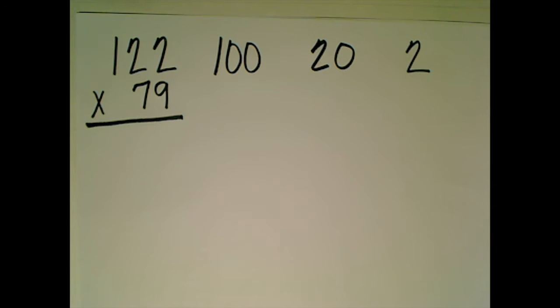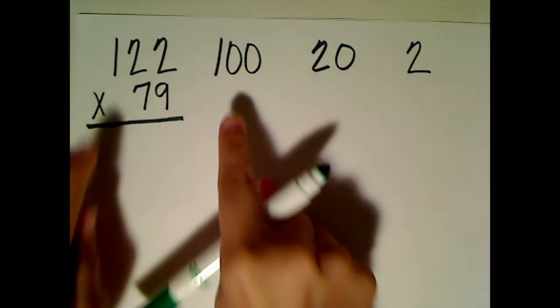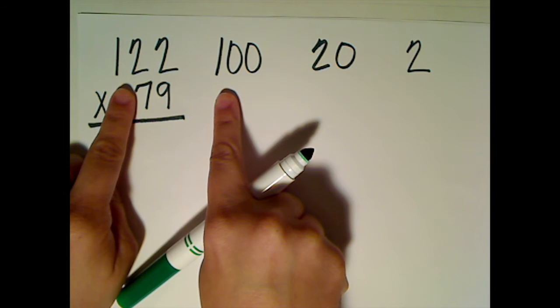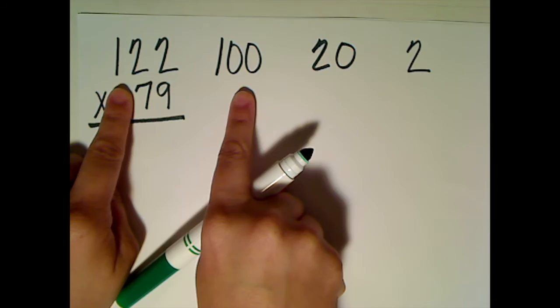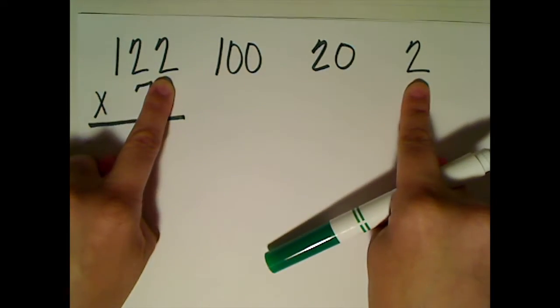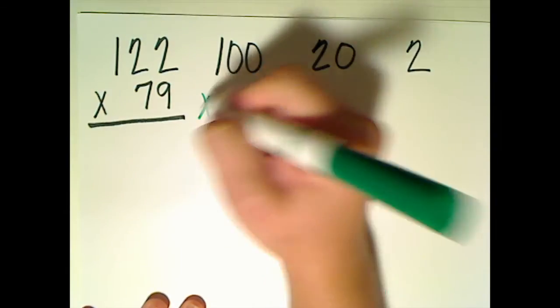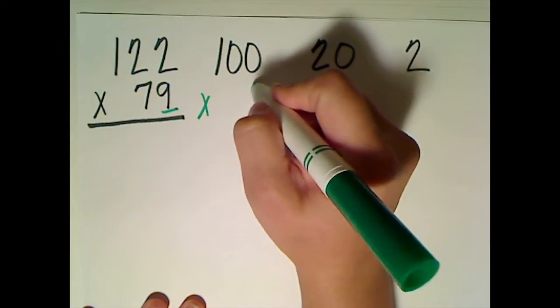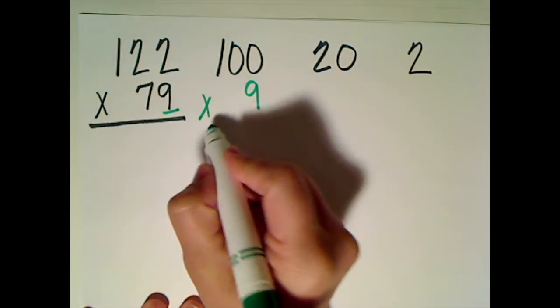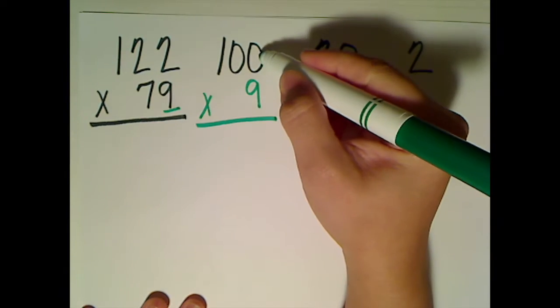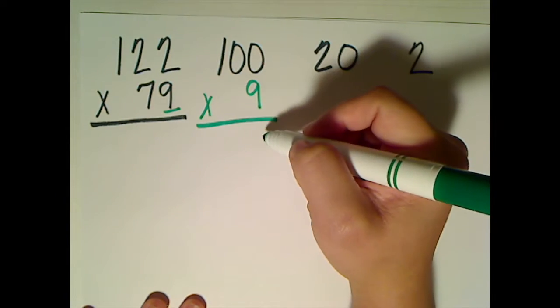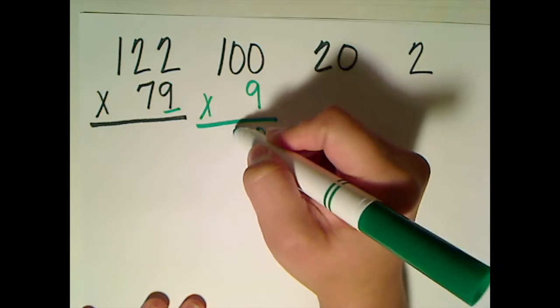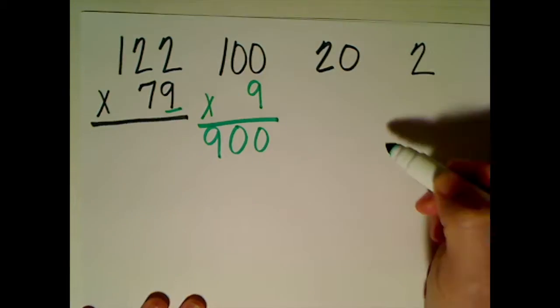Okay. So, what you can do, and I like doing this, is now we're going to multiply 100, 20, and 2 by the ones value of 79, which is 9. So 100 times 9, guys, is what? That's right, 900.